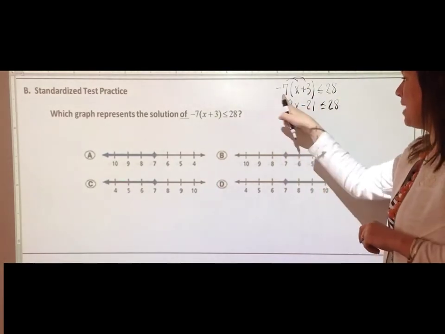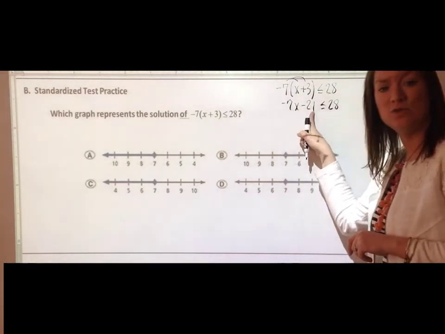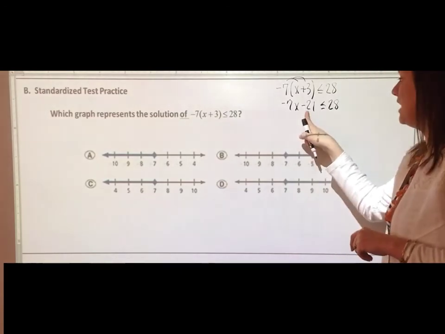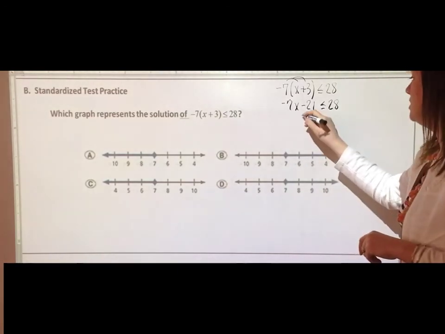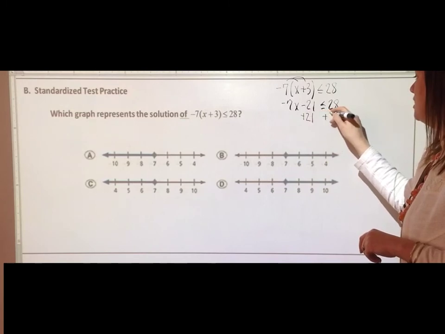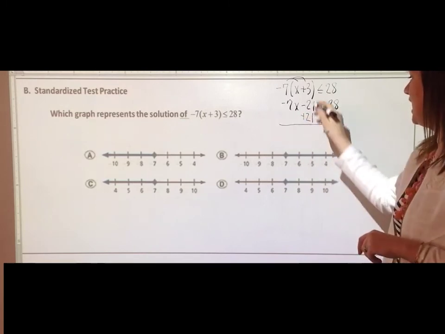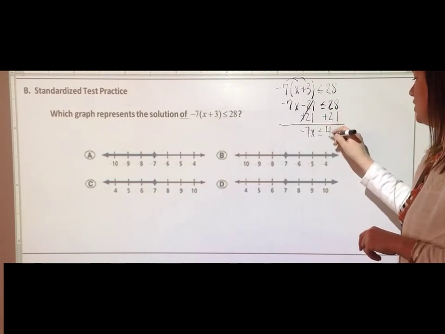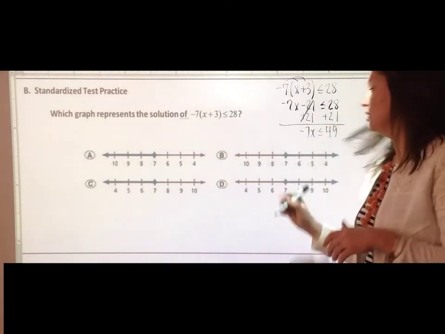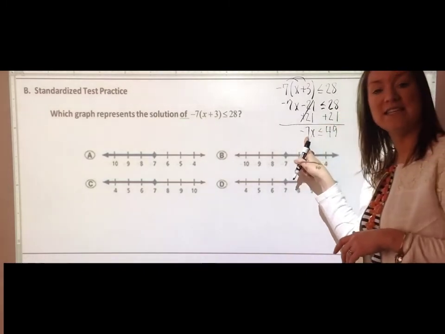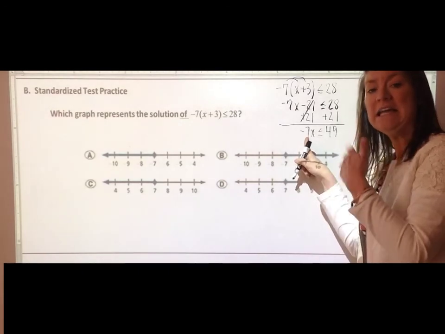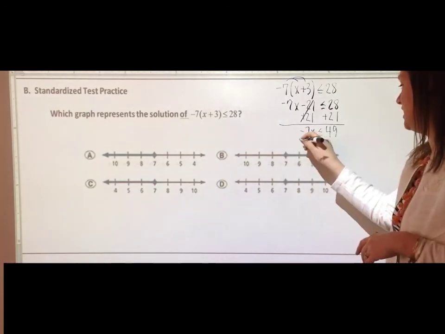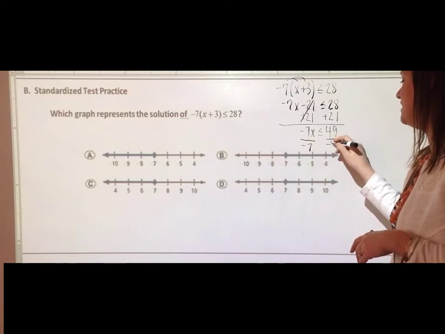So again, my distributive property has caused me to have a 2-step inequality left. So I'm going to add or subtract the constant term. So in this case, I'm going to add 21 to both sides. And I get -7x is less than or equal to 49. Now I'm going to look and say my coefficient is -7. It's being multiplied. Inverse operation would be to divide. So I'm going to divide by -7.